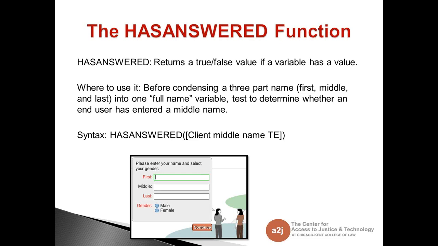HotDocs kind of scares me sometimes, so I like to stay away from having to do a lot of advanced programming in HotDocs and try to do it all in A2J. So this is a way to combine all of the name information into one variable and condense it before you put it into HotDocs. Okay, so let's see how that works in A2J Author.